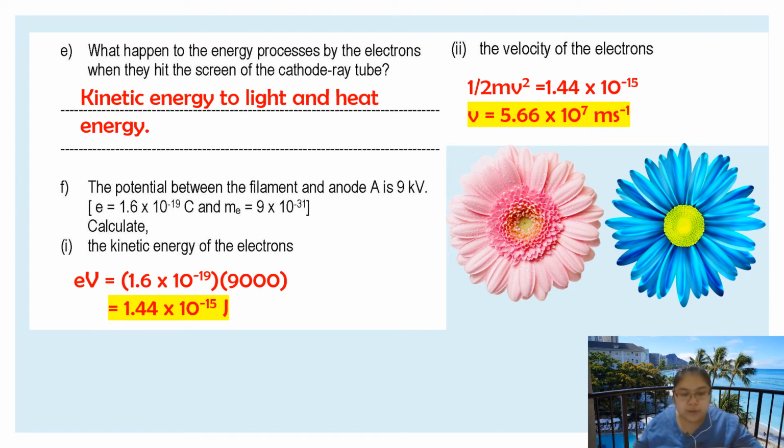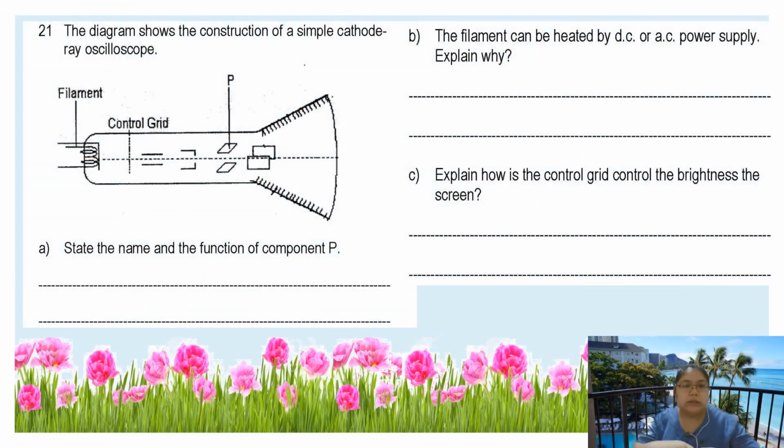Okay, then we go to the last question, the C.R.O. again. Let's see this one. A, can you name the function of component P? P is up and down, so it is a vertical plate. This one is plate Y. What's the function? They want to deflect the electron up and down.